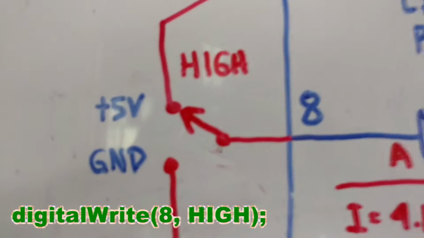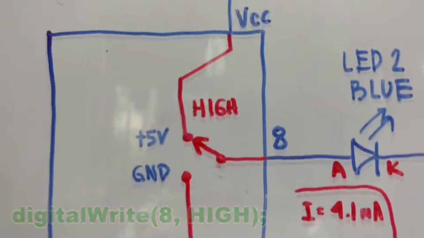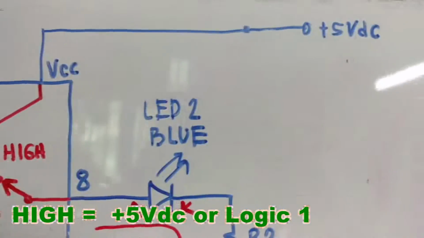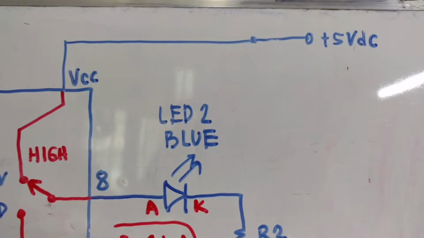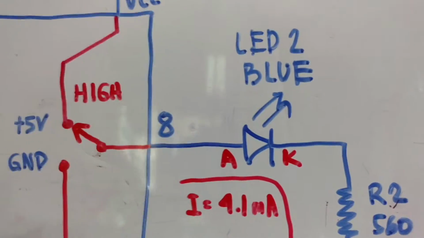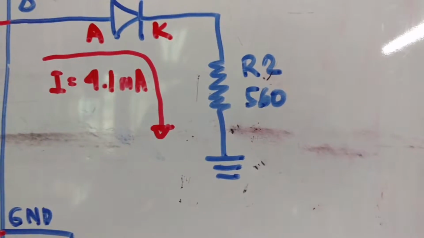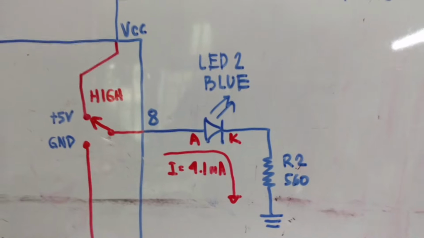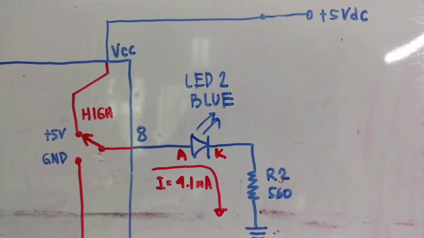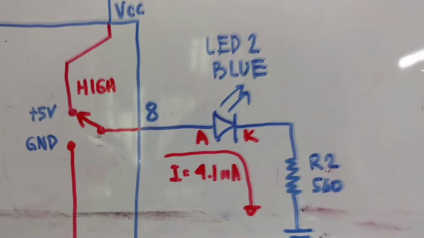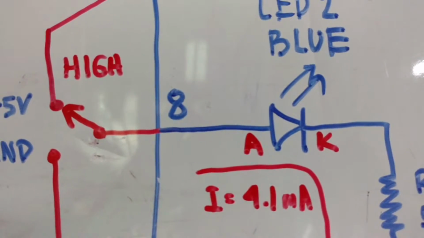If that happens, we can imagine that the switch inside the microcontroller is connected to the supply, which is 5 volts. In that way, there is a closed loop from the positive supply, going from the microcontroller into the LED, to the resistor, then to ground, and there is a flow of current, and then the LED will light up. The current is 4.1 milliamperes, going out from the microcontroller through pin 8 of the Arduino Uno.